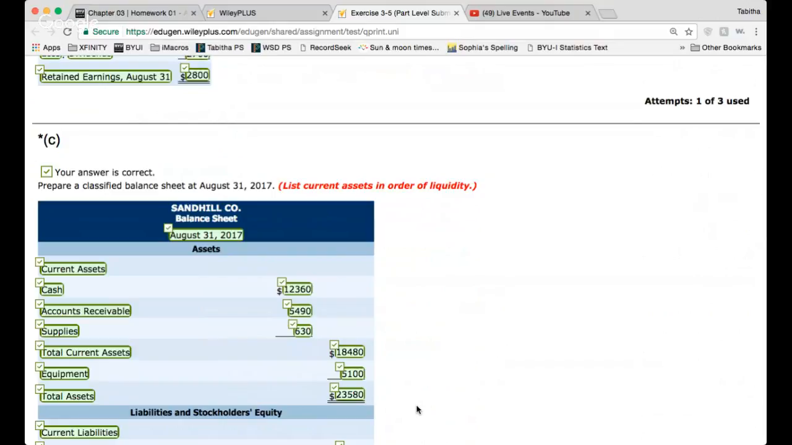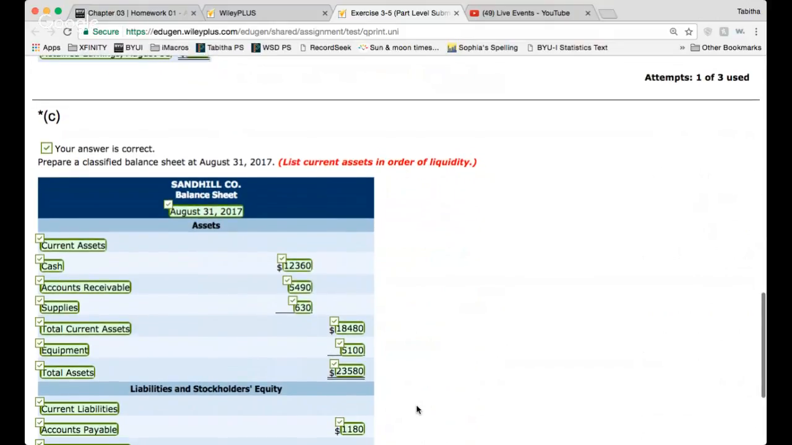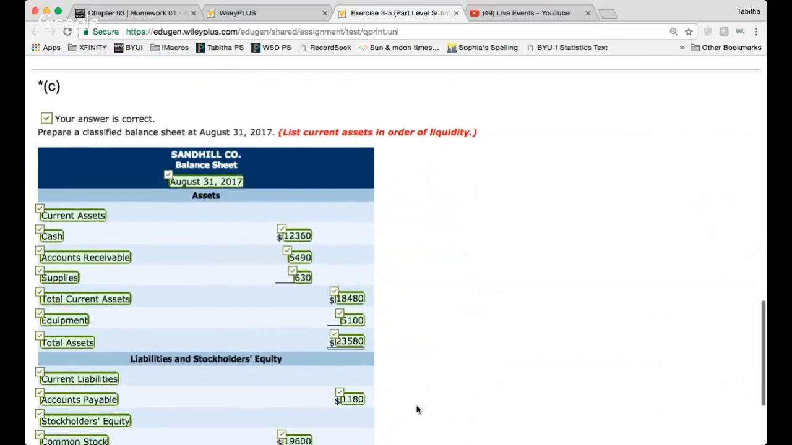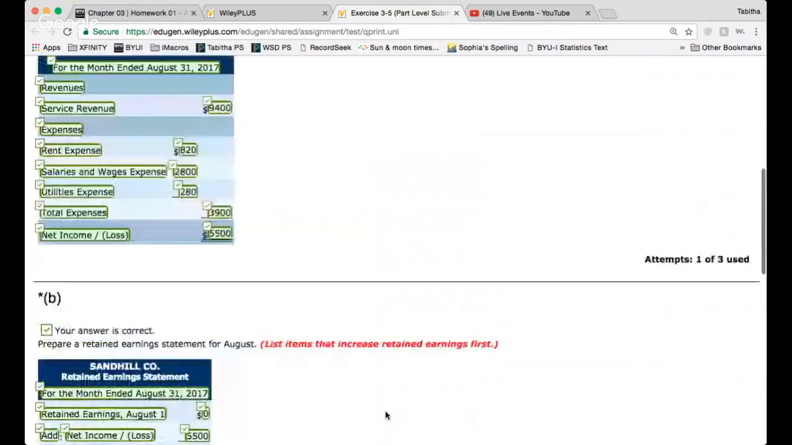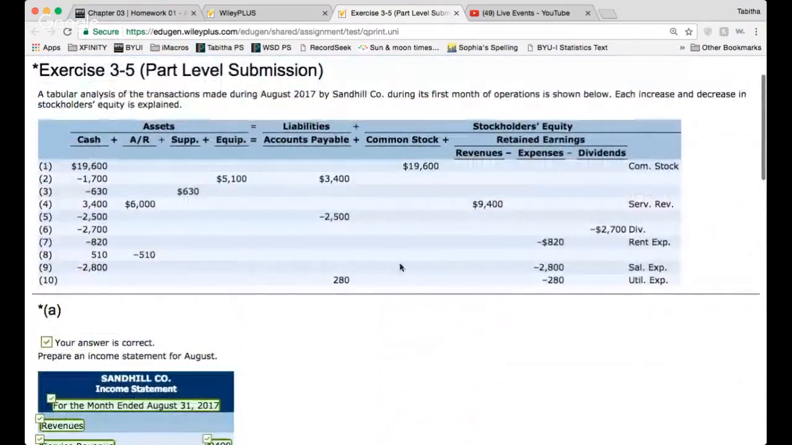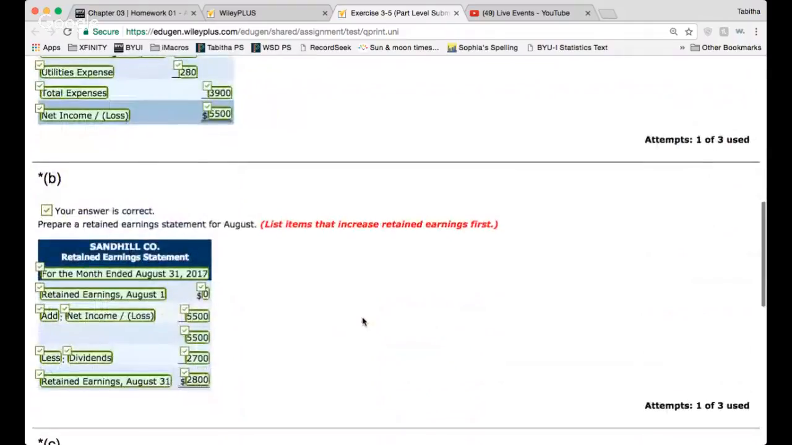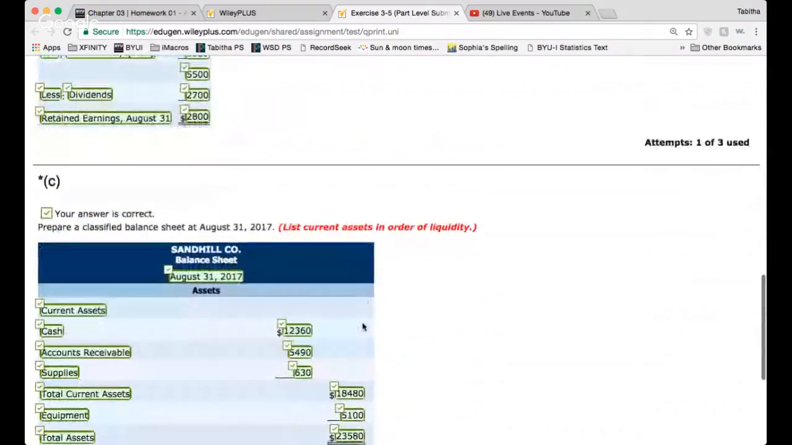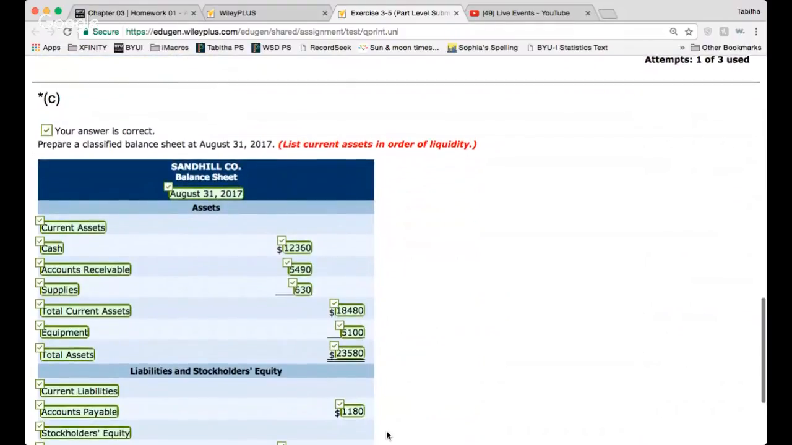Then we move on to our liabilities and stockholders' equity, starting with our current liabilities. We have accounts payable of $1,180, and find that up here, accounts payable. So you have to compute these numbers, starting with the 3,400 minus 2,500 and add in the 280. And that gives us our accounts payable of $1,180.